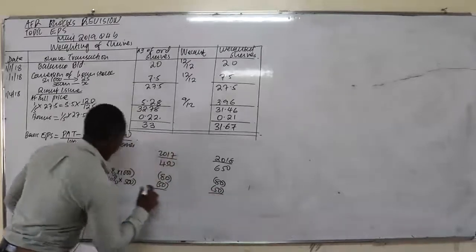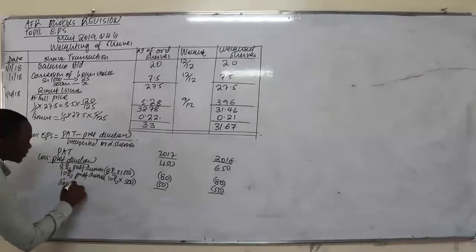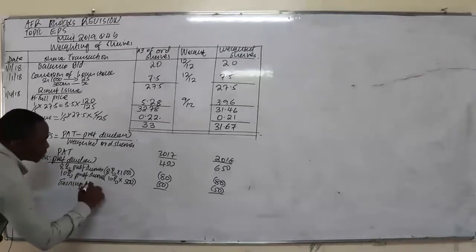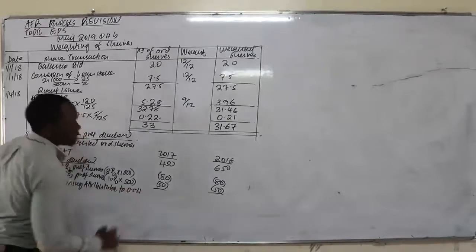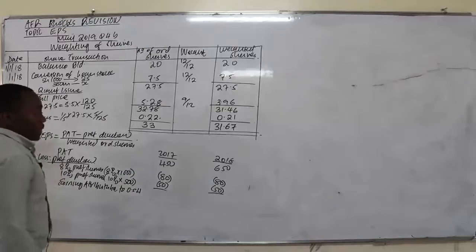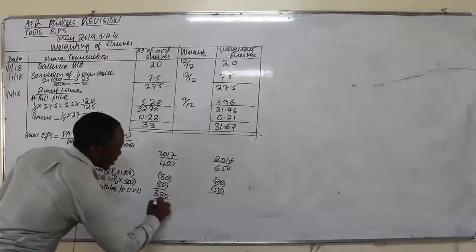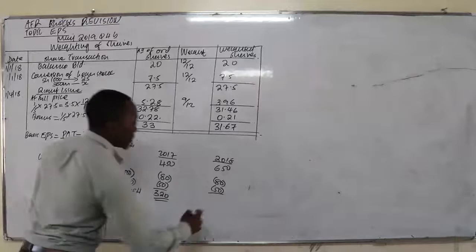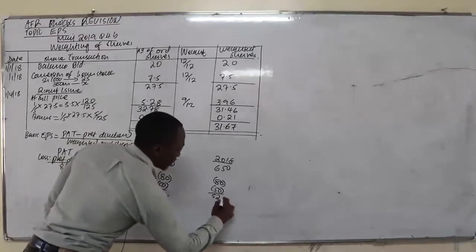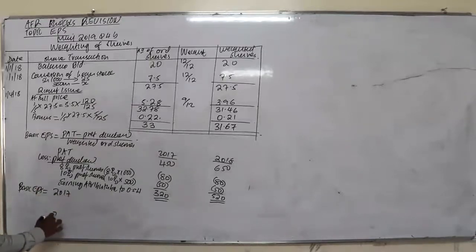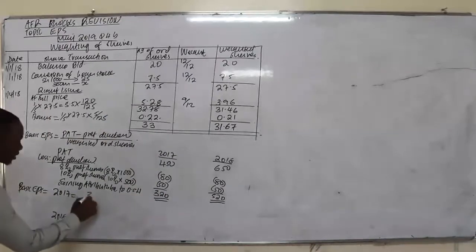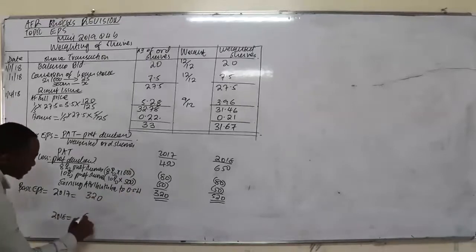So can we now get the earnings attributable to ordinary shareholders? 450 minus 130, you get 320. And 2018 is 520. So let's compute basic EPS for 2017 and 2018. You take the earnings attributable to ordinary shareholders. Here is 320, 2018 is 520.